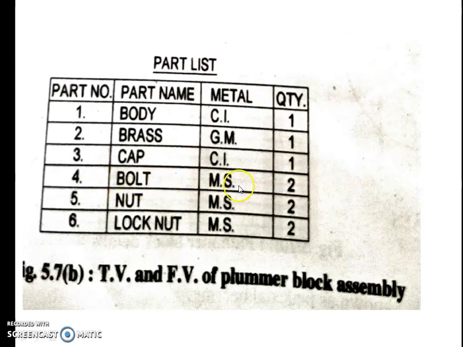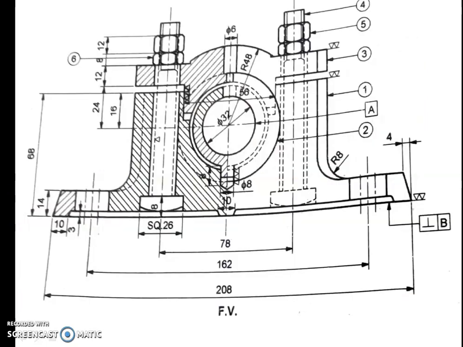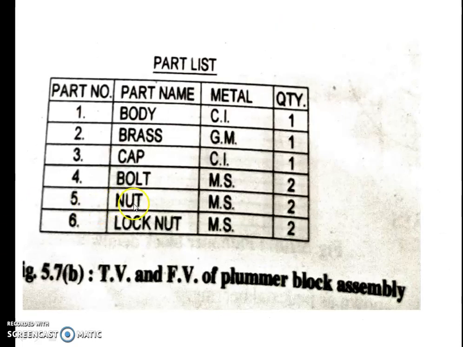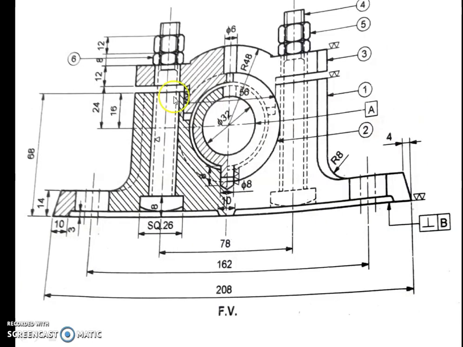Fourth part, bolt, made up of mild steel, having 2 number. Next part, nut, that is also made up of mild steel, having 2 number. Next part, lock nut. This 6th part is lock nut that is also having 2 number. The 5th part is nut that is also made up of mild steel.